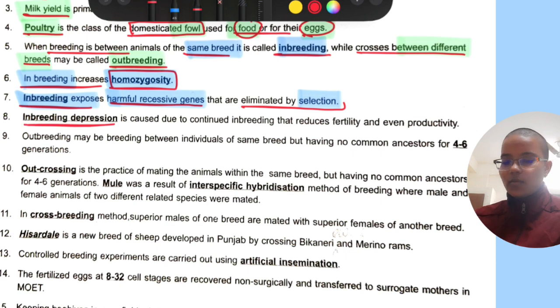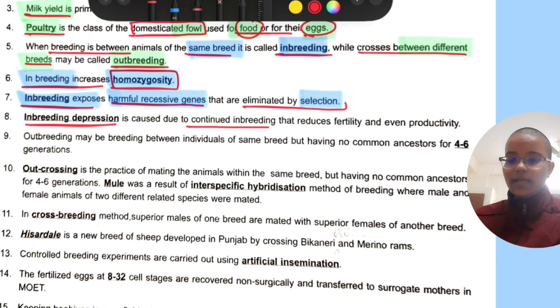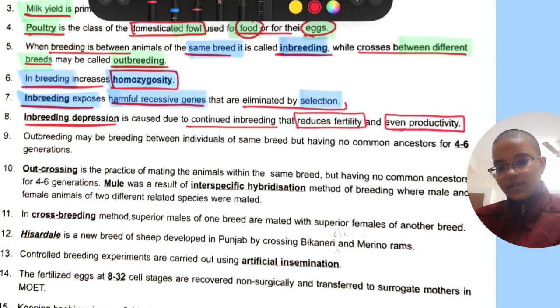Inbreeding depression is due to continued inbreeding that reduces fertility and even productivity.